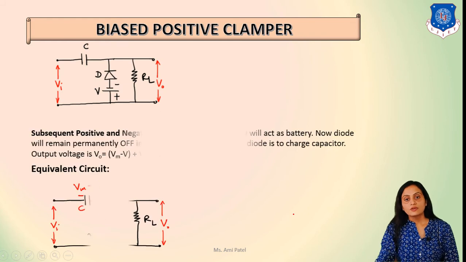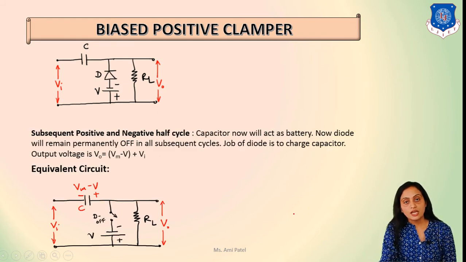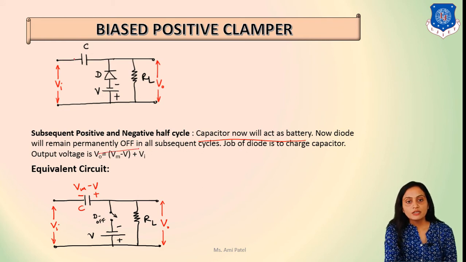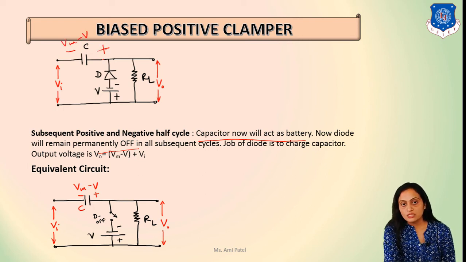Now we will see what happens once the capacitor is charged to the peak value. Then the capacitor will act as a battery. And what happens after that in the subsequent positive and negative half cycles? Now the diode will remain permanently off, because you can see the polarity of charge on the capacitor plates is Vm minus V like this, and this positive terminal is connected to the cathode, and again this anode is connected to minus. That's why this diode is going to remain off, reverse biased, in all the subsequent half cycles.